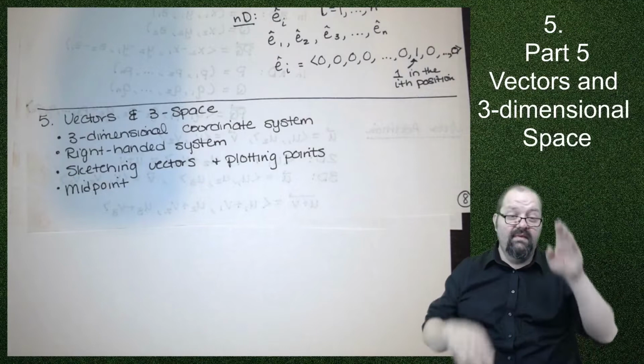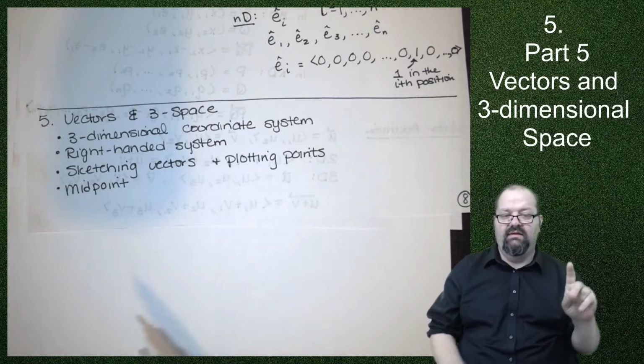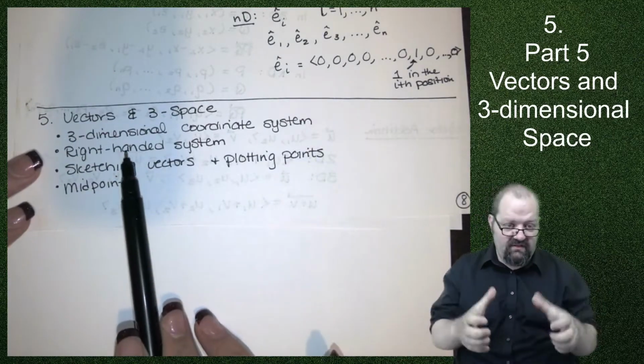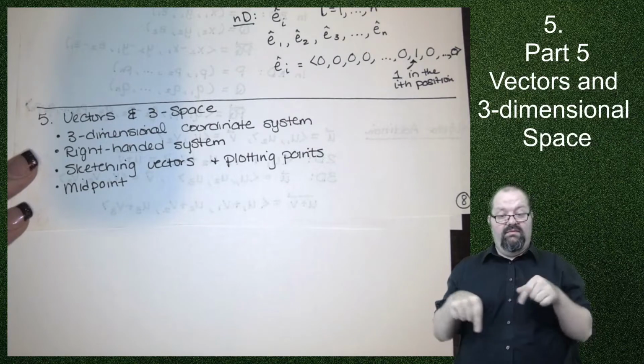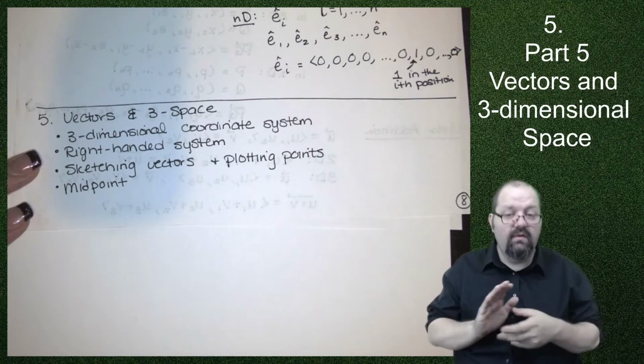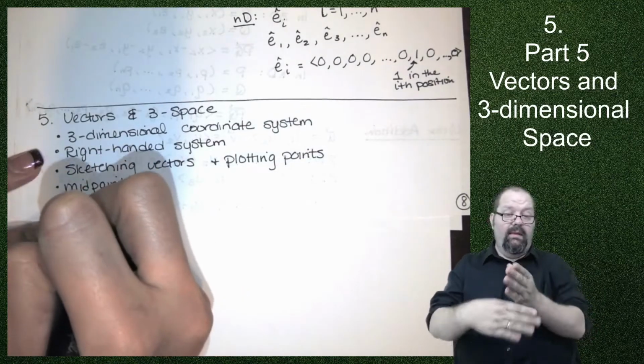Hi guys, this video is about vectors and three-dimensional space. We're going to talk about the three-dimensional coordinate system that we'll use in our class. We're going to discuss the fact that it's a right-handed system and what that means. We're going to sketch vectors in three-dimensional space and plot points. We'll talk about the midpoint formula and also the equation of a sphere.